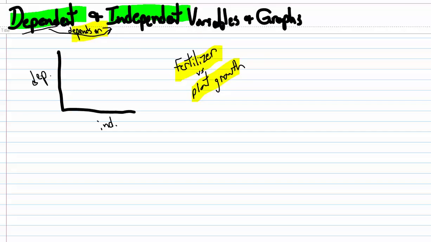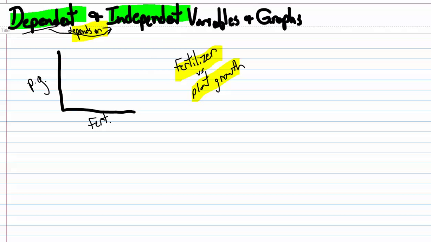Does that sound good? I would say no. Let's try saying it the other way. The amount of plant growth depends on how much fertilizer you used. I think that sounds a little bit better. So that means if you were making your graph over here, you would put the plant growth on the side because that depends on the amount of fertilizer you used.